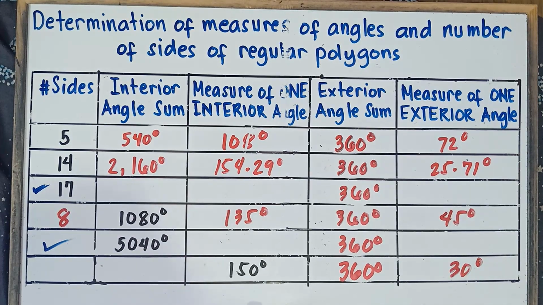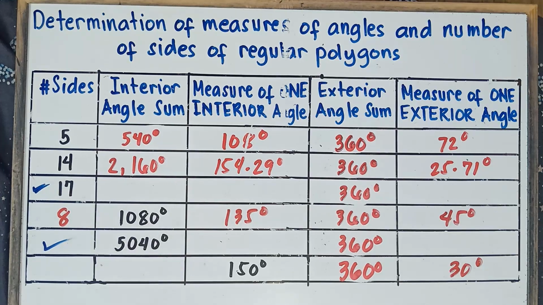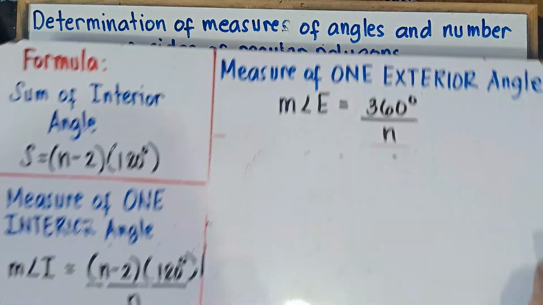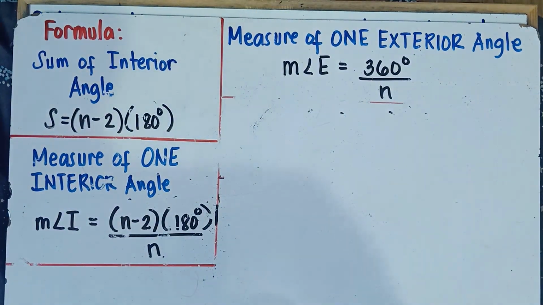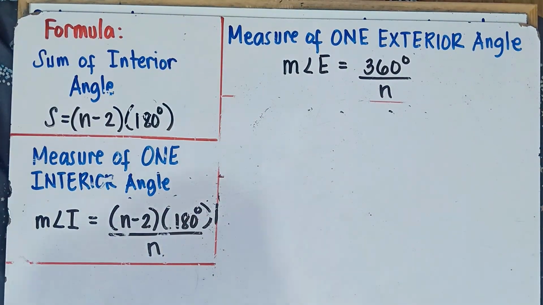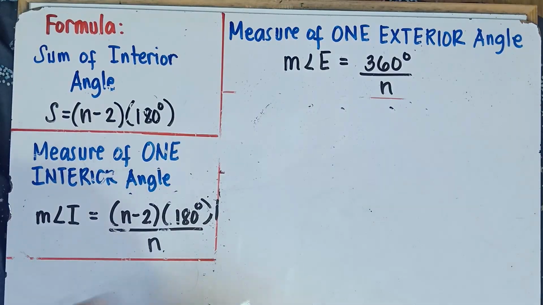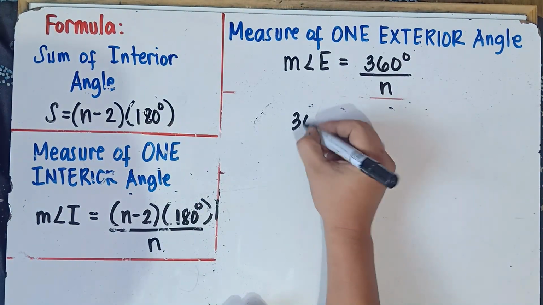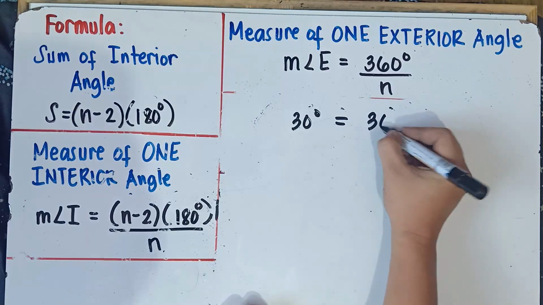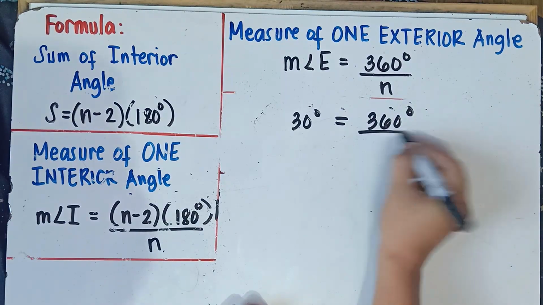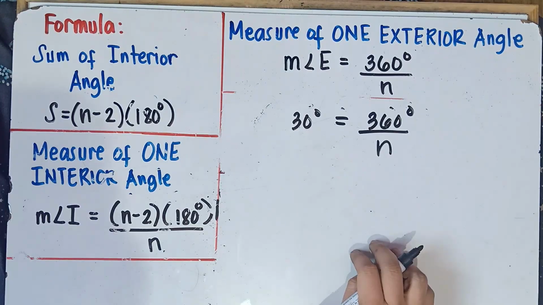Alright, so therefore, we just need to find the sides. So we can use this formula, the measure of exterior angles. Given measure of exterior angle, our answer, that would be 30 degrees. So 30 degrees is equal to 360 degrees divide n. Once again, we're told to find n.